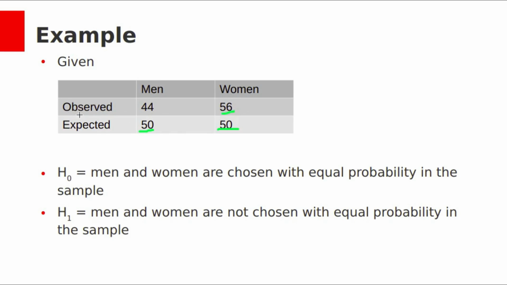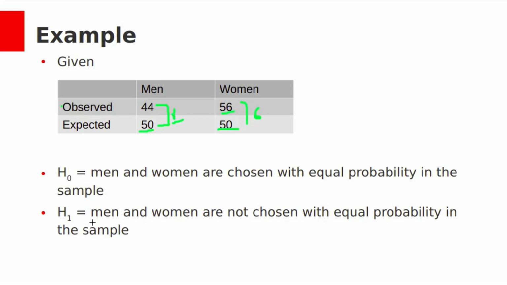We need to check whether this observed distribution and expected distribution are the same, or this observed distribution is differing from the expected distribution. Here we have some variation. Here it is 6 and here also it is 6. We need to check whether this variation is caused by random chance or not. Here our null hypothesis is men and women are chosen with equal probability in the sample. Means this variation is caused by random chance.